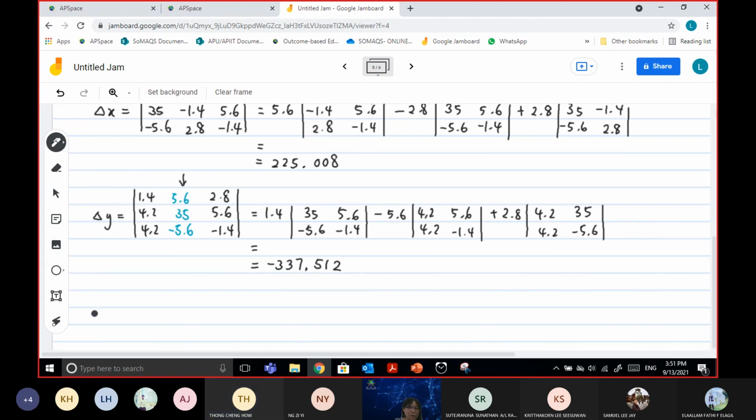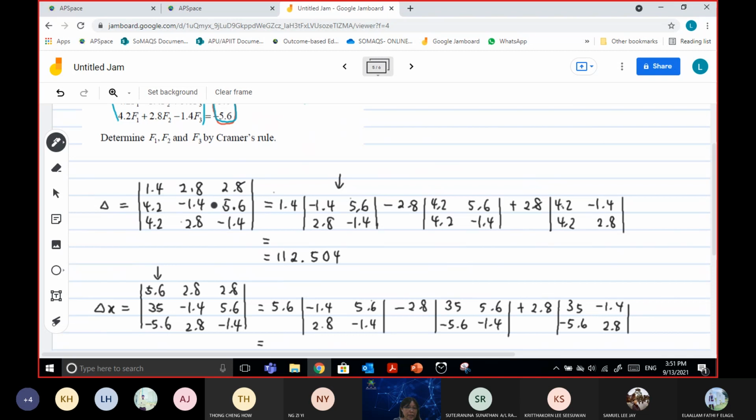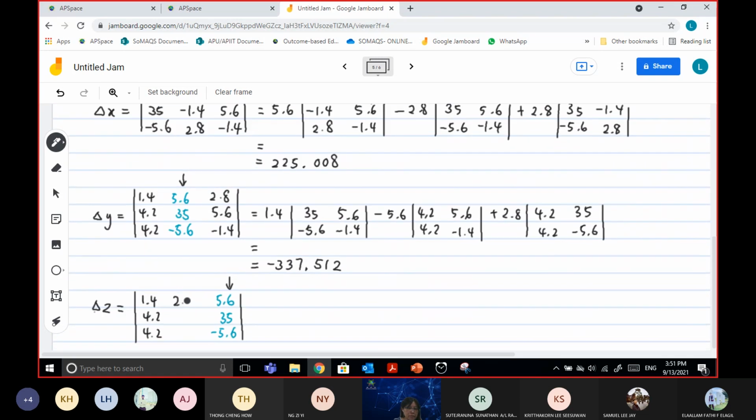Then next we will proceed to delta z, the determinant for the z. We substitute the third column with the values 5.6, 35, and negative 5.6. Then the first column remains as 1.4, 4.2, 4.2. The second column is 2.8, negative 1.4, and 2.8. Okay, so then calculate again.